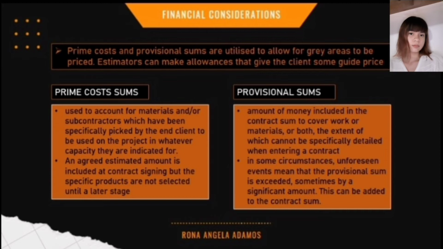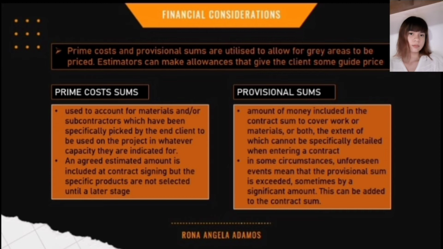For example, if a client selects a more expensive door than allowed by the PC item, say a $500 door compared with a $440 PC amount, a variation will be required to cover the additional $60. If the PC item varies, so will the final contract sum.